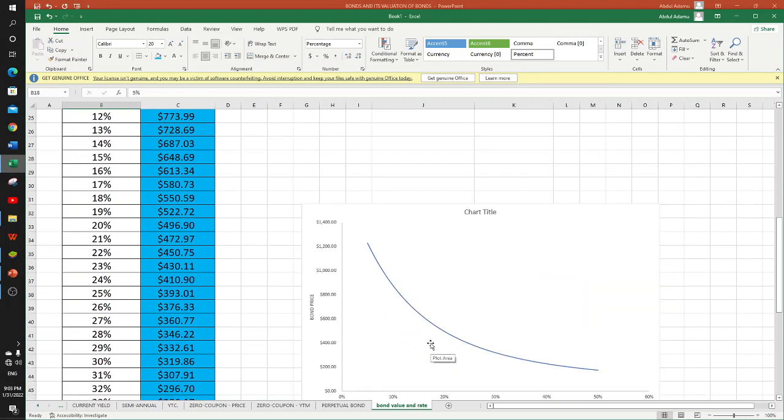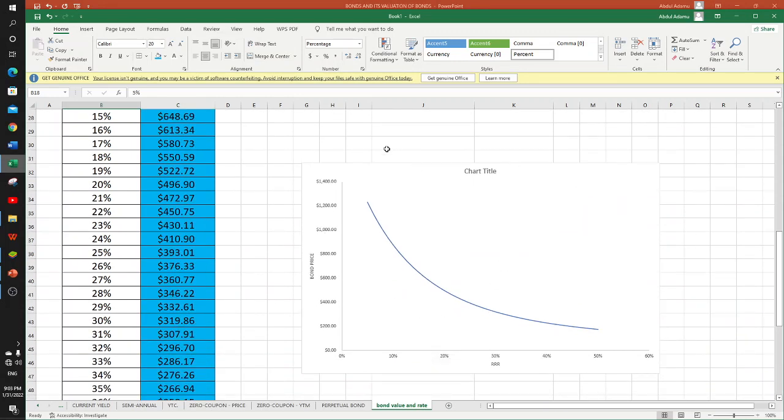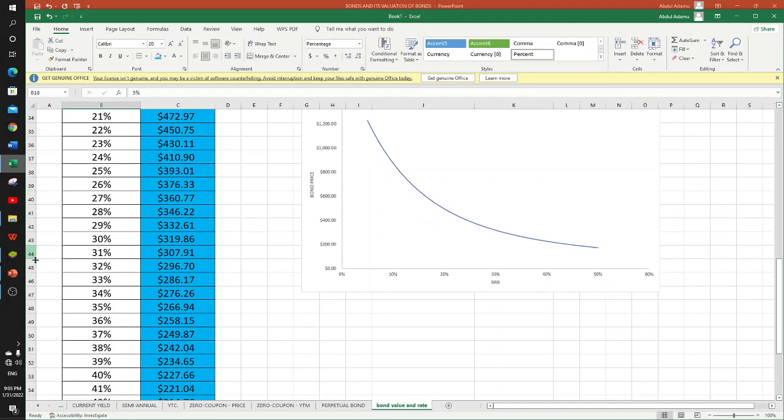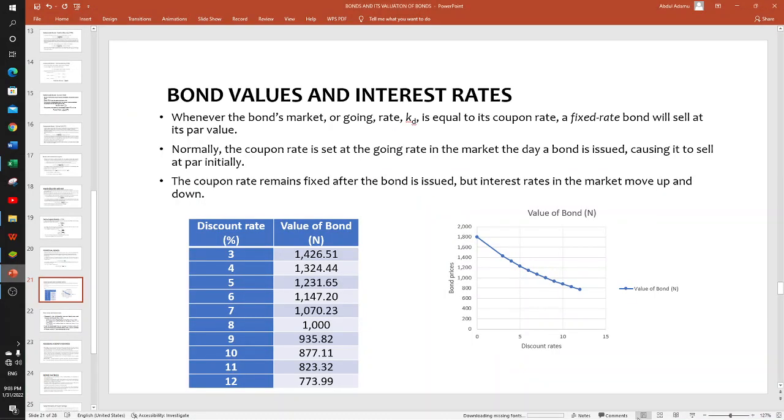So this is the graph here. This is the graph showing the relationship. You can see clearly the graph is coming down like this. As the rate increases, the price decreases. So that is the relationship. So let's continue with our lecture.